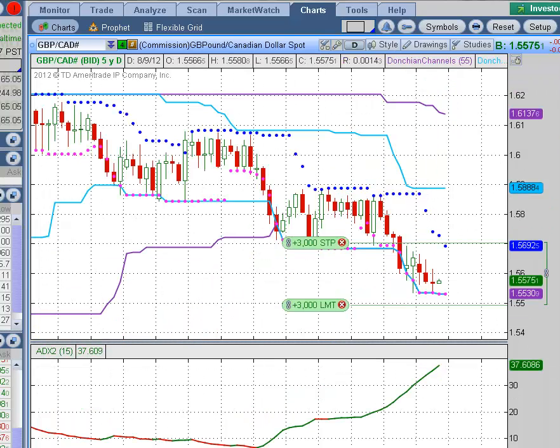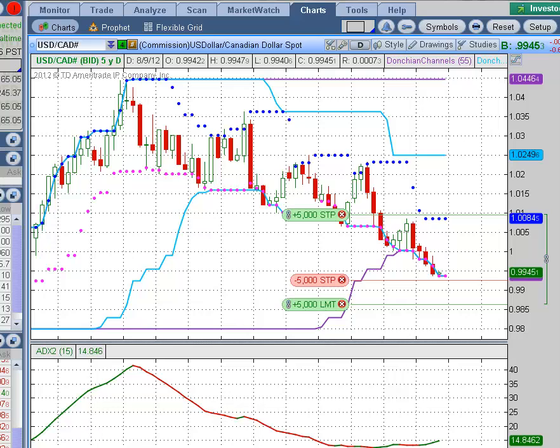Here's the pound CAD chart. There are 3 micros open on this position. The stop loss was moved to 1.5703, which is 10 pips above the 6-day Donchian channel. This point is indicated by the blue dot on the price chart.